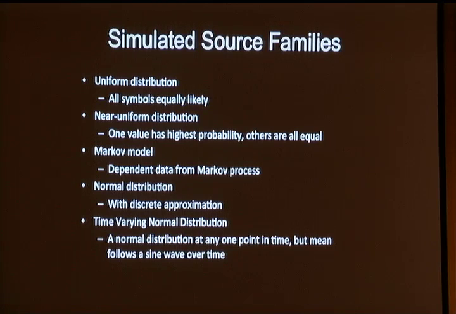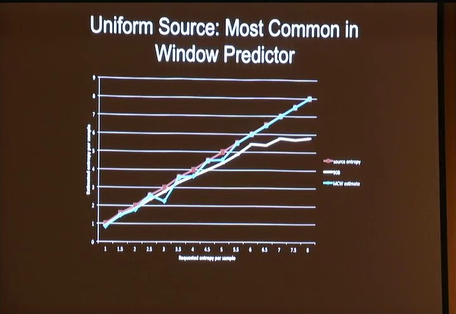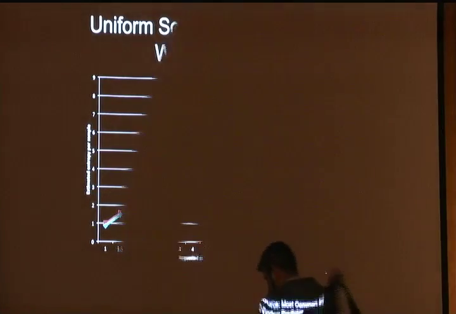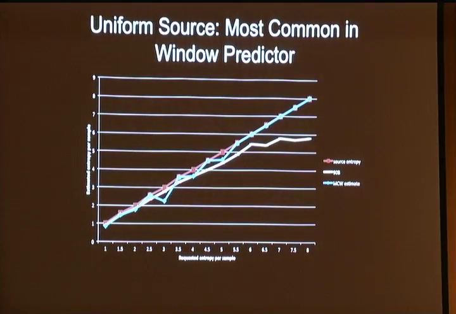Okay, so these are our sources that we used. Let's look at the accuracy of some of the estimators here. The red line gives you the actual entropy. The blue line gives you the most common window predictor, and the green line gives you the 90B estimate. As you can see, the 90B estimator gives a little bit lower estimates of the entropy.